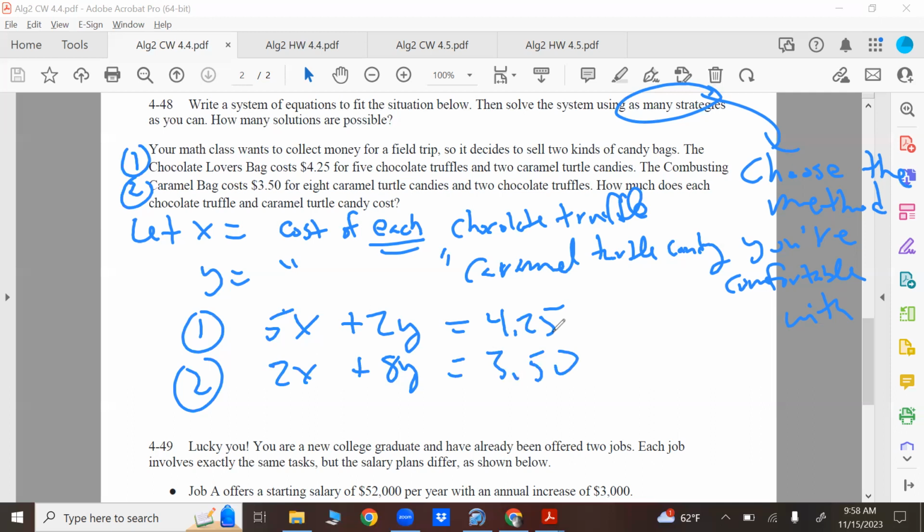Go and solve it. In your table groups, go and solve it. You can do substitution, you can do elimination. I don't care how you do it. Just solve it. Do whatever you're comfortable with.